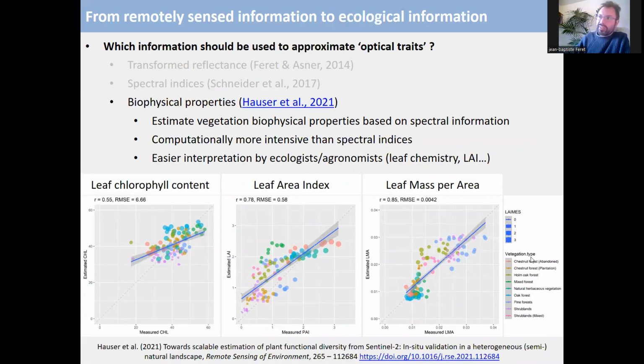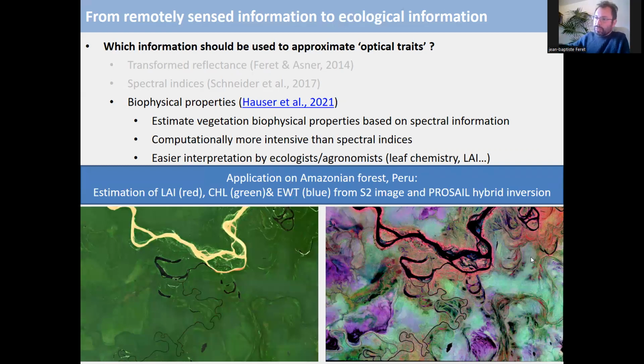And then you can also use biophysical properties, basically by using PROSAIL inversion here in order to estimate vegetation biophysical properties. It's computationally more intensive, but it's also easier to interpret by ecologists or agronomists when you discuss leaf chemistry or leaf area index rather than some obscure reflectance or spectral indices. If you apply physical model inversion on the same site, here you can also see a color composite you can obtain based on leaf area index, chlorophyll content, equivalent water thickness. And so it's just these 3 approaches.